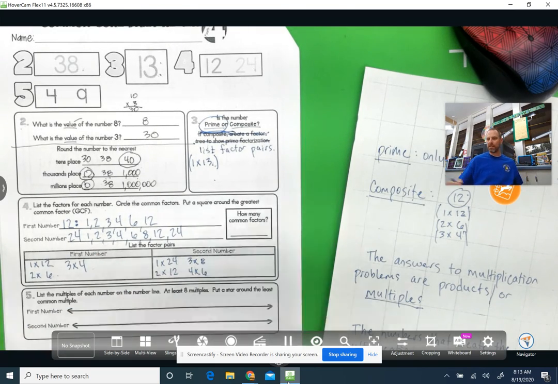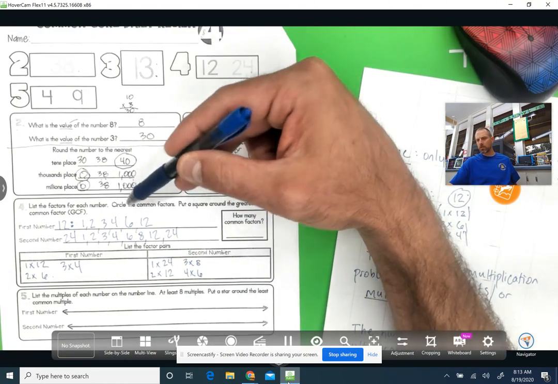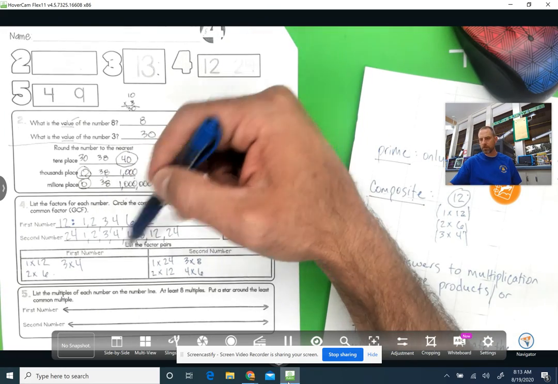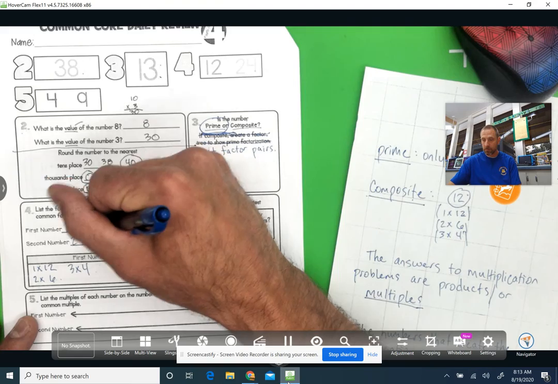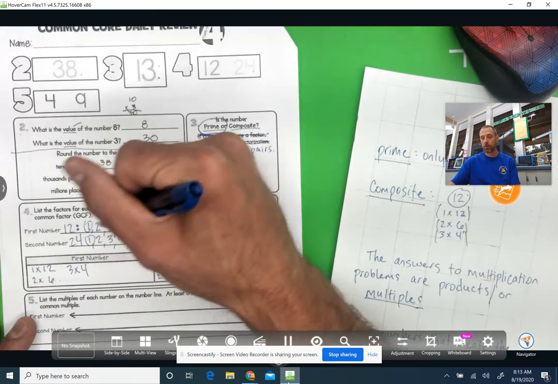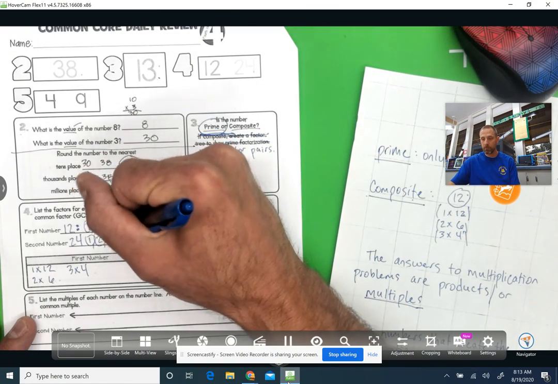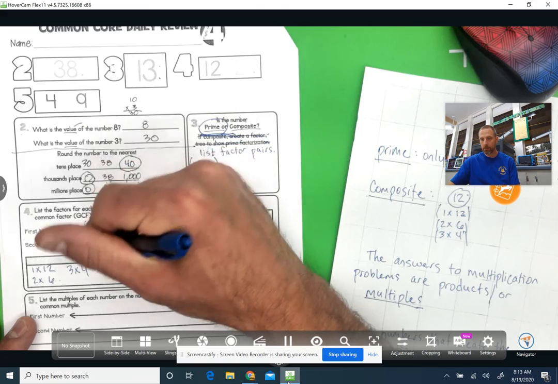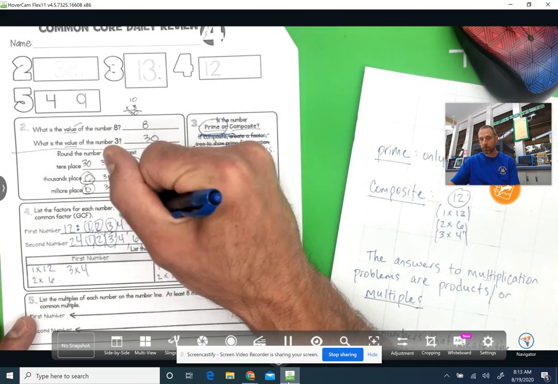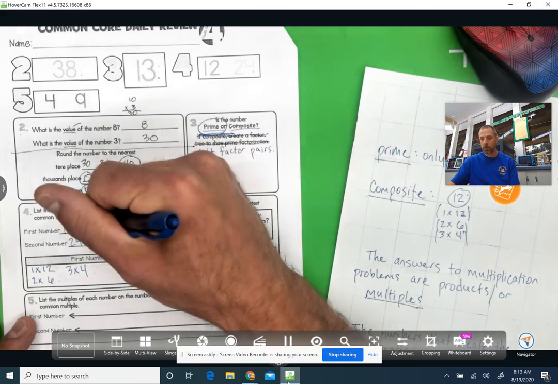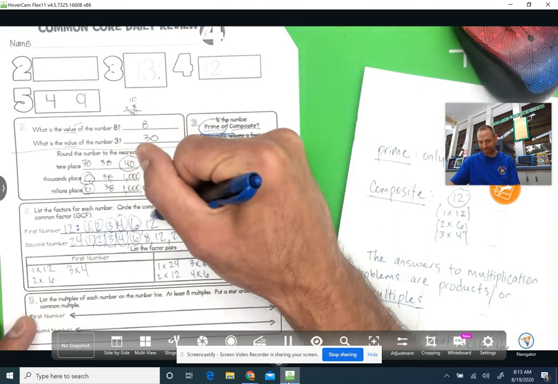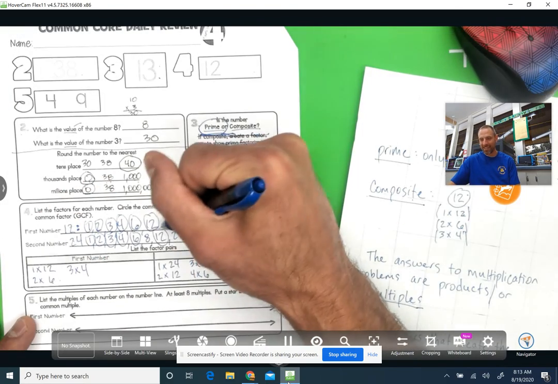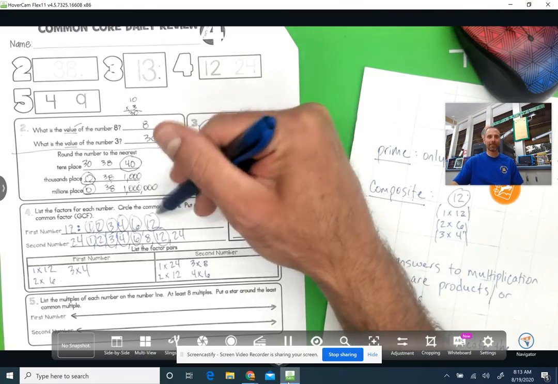All right. Look at this second direction though. Circle the common factors. So which ones do they have the same? What do they share, 12 and 24? 12 has a 1, 24 has a 1, 12 has a 2, 24 has a 2, 12 has a 3, 24 has a 3, 12 has a 4, 24 has a 4, 12 has a 6, 24 has a 6, 12 has a 12, and 24 has a 12. Look at all those common factors.